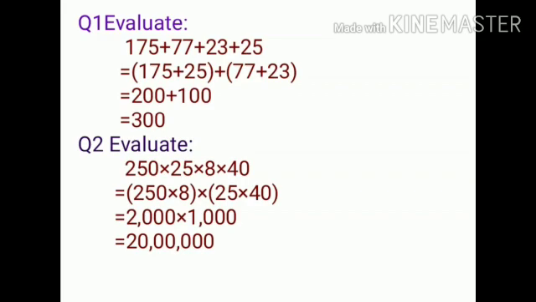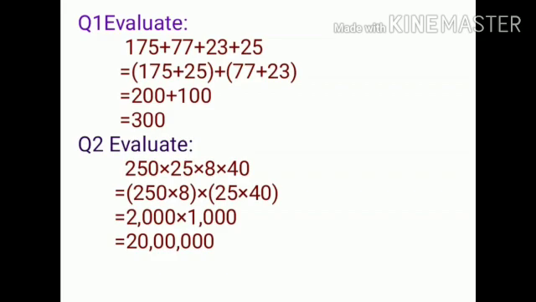So students, I have taken two numbers so that the result will be a multiple of 10. So when we add 175 and 25, the result will be 200. So the 200, it is a multiple of 10, and the other two numbers we have taken are 77 plus 23. When we add these two numbers, the result is 100. So 200 plus 100 is equal to 300. So students, it is very easy to calculate.